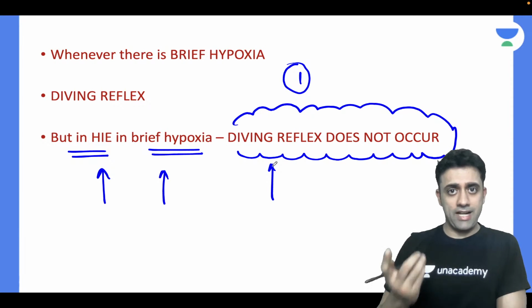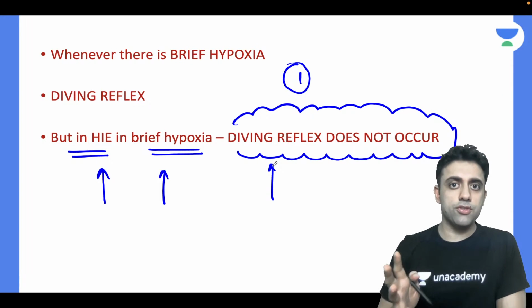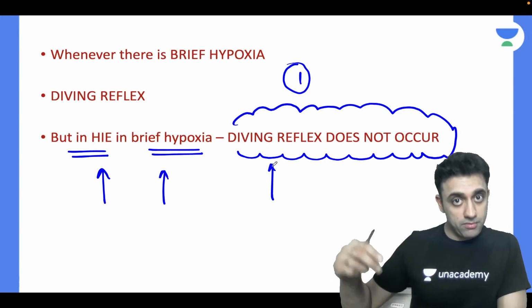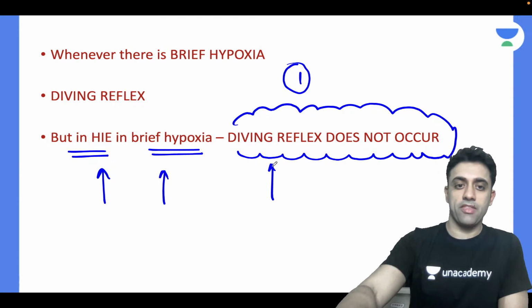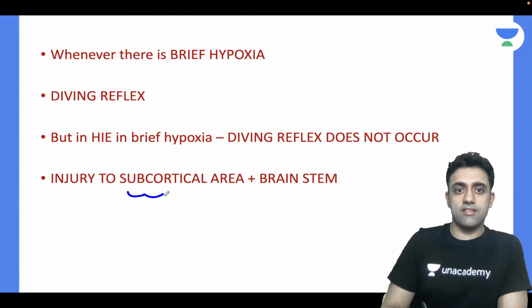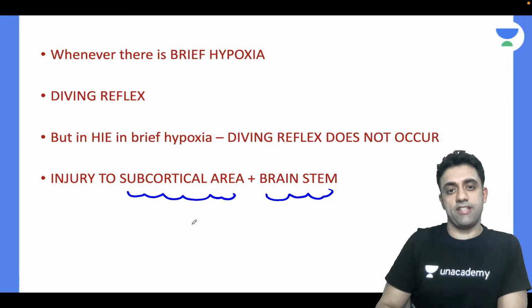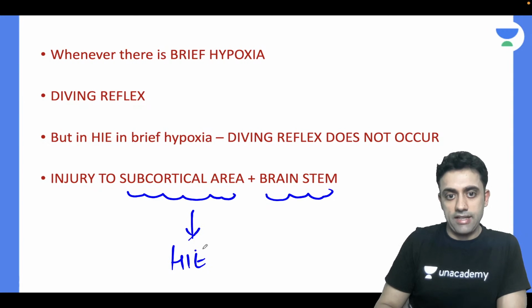What will happen from that? Naturally, there will be brain damage, right? Because blood supply to the vital organs such as the brain will not go, it will be compromised. That will lead to injury to the subcortical area and the brain stem, and that leads to HIE.